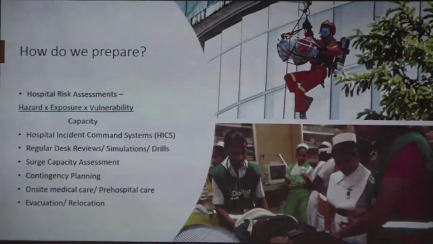And the take home, in summary: we can quantify the risk, and depending on the risk, we can develop a risk-based preparedness plan, which needs regular simulations and practices to update and develop it. And within that preparedness plan for a hospital, depending on our risk, we need to think about surge capacities, evacuations, relocations, and contingency planning. All of these are included in hospital risk assessment and disaster preparedness. Thank you very much.